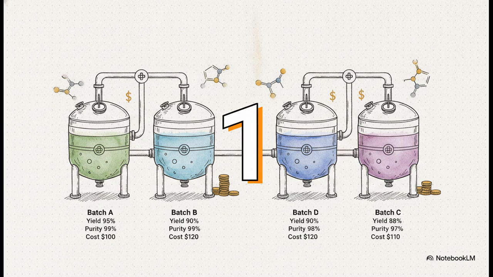Now, in the actual API industry, this isn't just some theoretical textbook concept. In reality, each intermediate step usually happens in its very own separate reactor batch. And because it's a totally distinct batch, it comes with its own specific yield, its own strict purity rules, and, super importantly, its very own cost base.